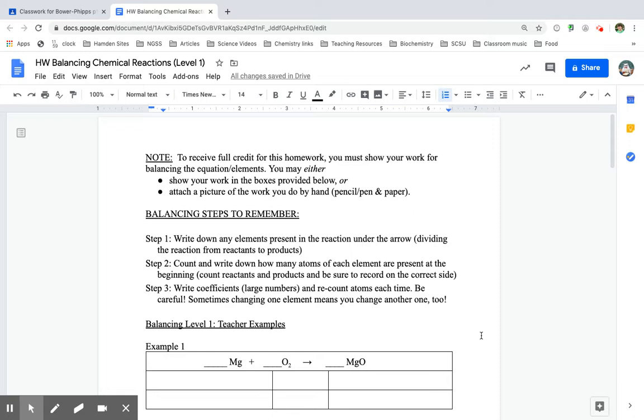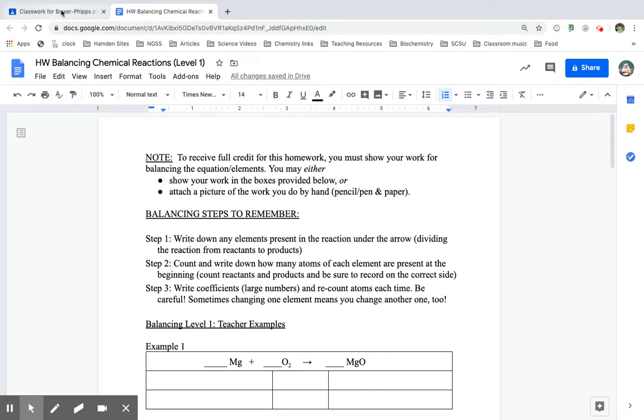So, when you turn in this homework on Google Classroom, make sure that you either show your work in the way that I demonstrate in this video, or if you're doing it by hand using pencil and paper, you can just take a picture and submit that as part of it. So, to get full credit, you need to show some work somehow.